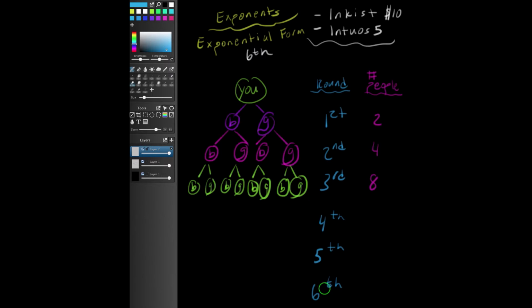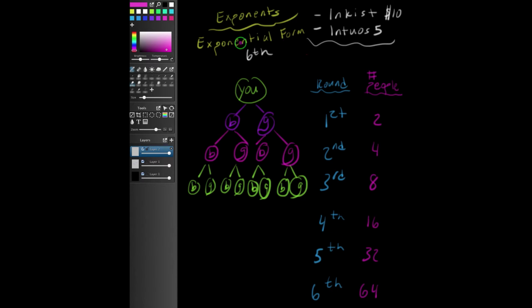So let's figure out how many people are in the 6th round without building that visualization anymore. So all I have to do is double the size every time. 2 times 2 will get me to 4. Times 2 will get me to 8. Times 2 will get me to 16. Let's change pen colors. So we have 16 times 2 is 32 times 2 is 64. So it looks like there are 64 people who will hear the information in the 6th round.